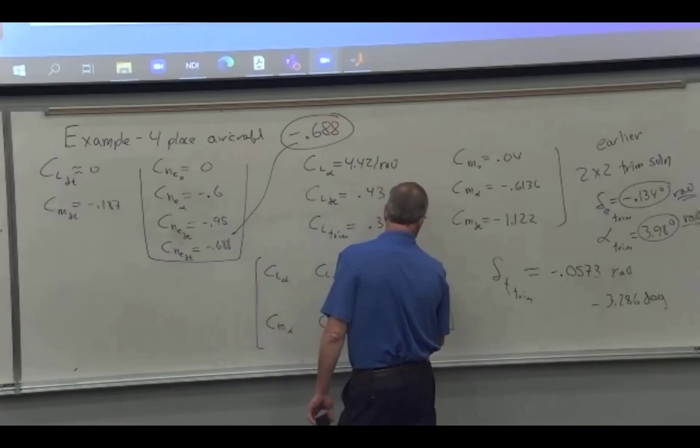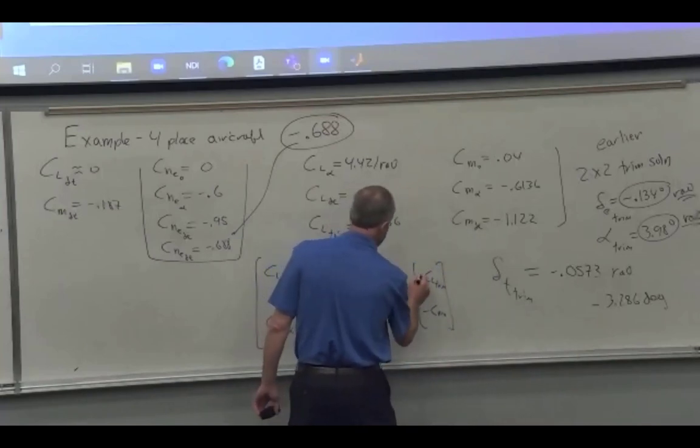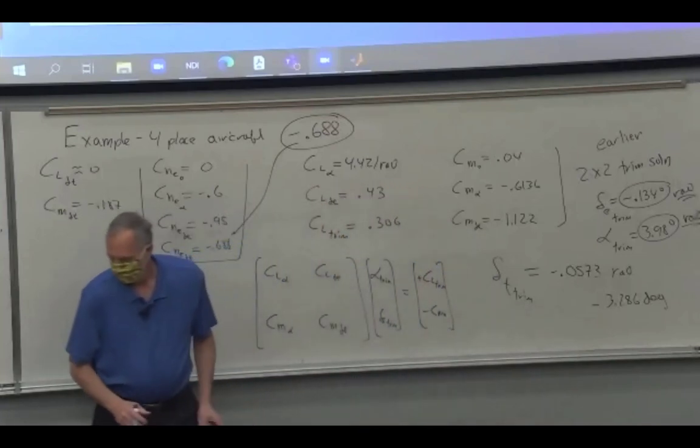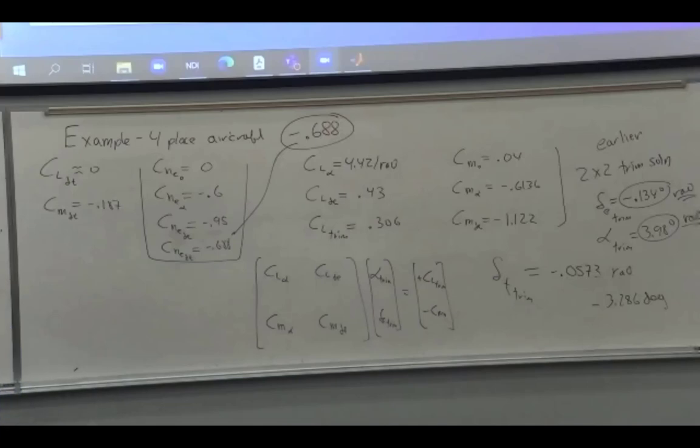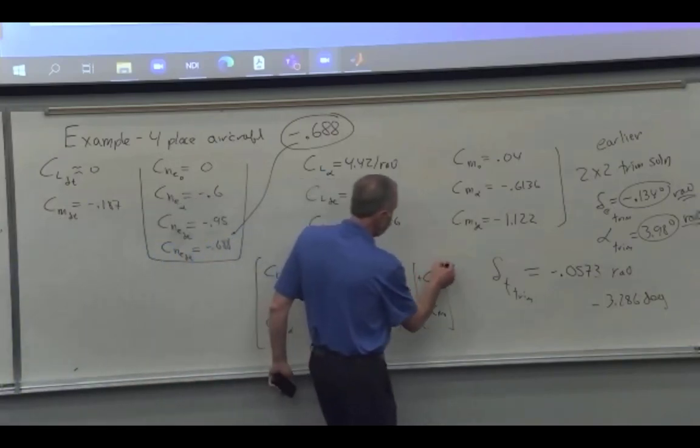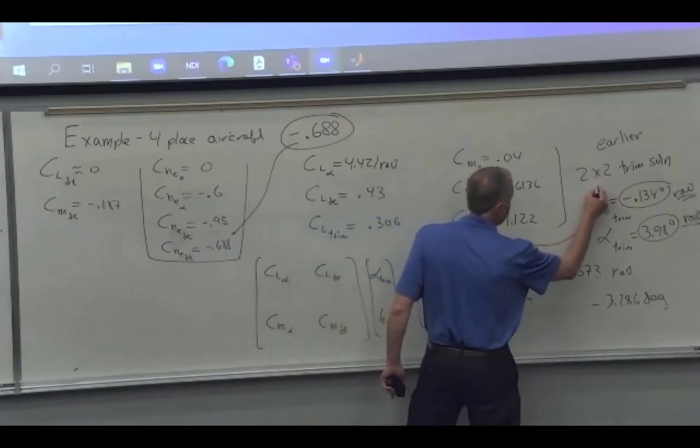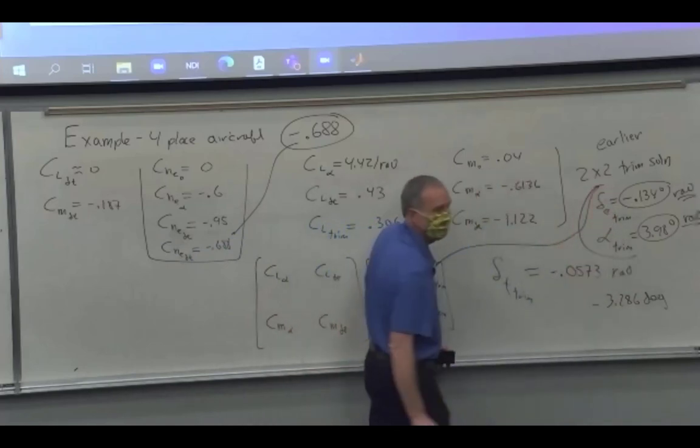And this is minus CL trim, minus. Oh, it's plus, sorry. So that's what we did to get the 2x2 solution. This is the equation, or those, once this is solved, that's what we use to get these values here.